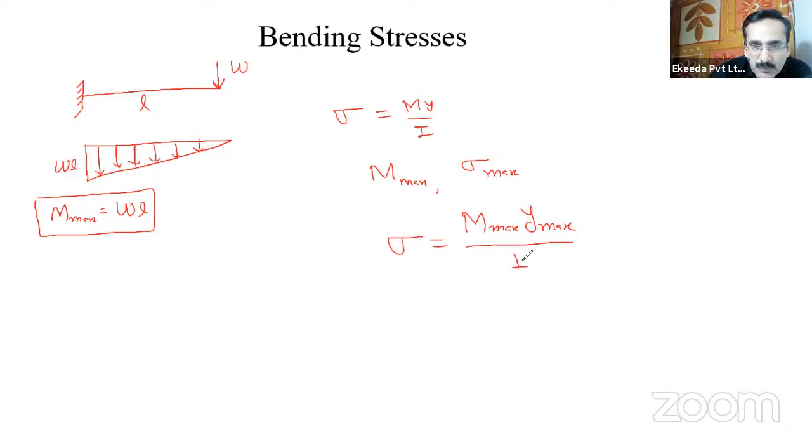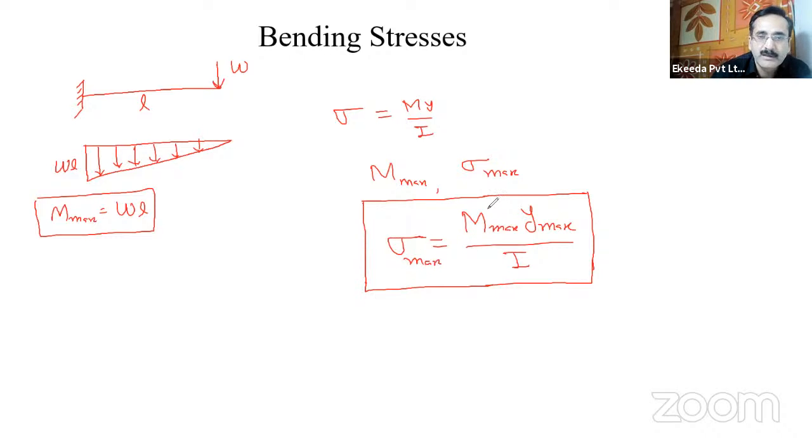The failure may take place due to maximum bending stresses, right? The maximum bending stresses will occur when there is maximum bending moment and outer fiber, Y max. So we want M max for maximum stresses, because failure takes place at maximum stresses. This is important for us. In this particular case, cantilever beam with point load, WL is the maximum bending moment, which will be used to find out the maximum bending stresses.